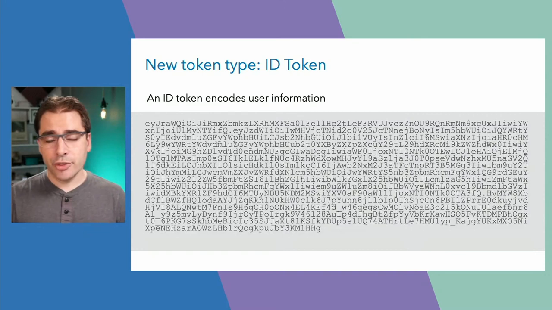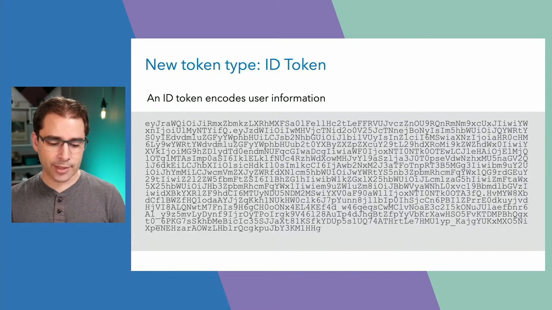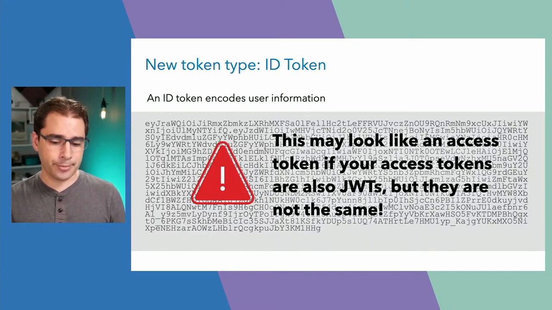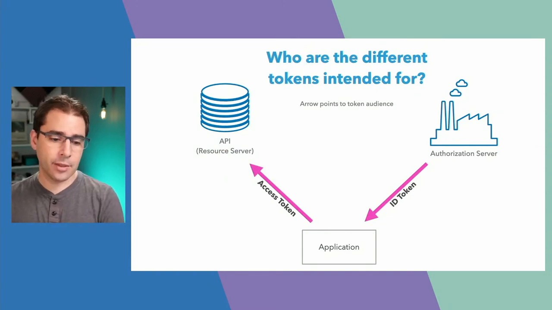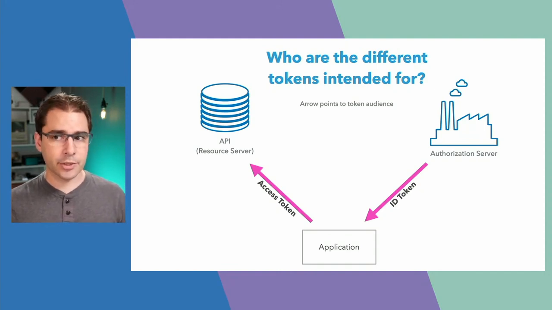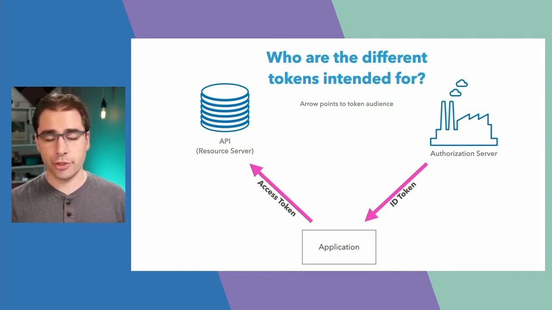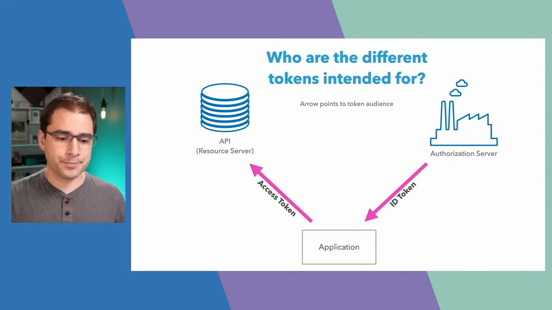The way we're going to do this is by introducing a new type of token called an ID token. This part is a little bit confusing because sometimes these look like access tokens because many systems use the same format for both. However, these are not the same kinds of tokens, and you cannot mix them up or bad things will happen. So in general, tokens have an audience, which is who the token is meant to be read by or understood by.